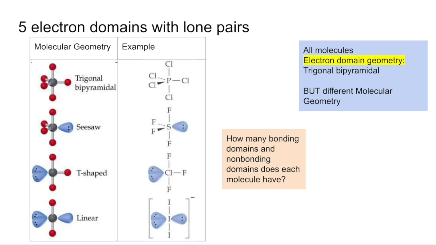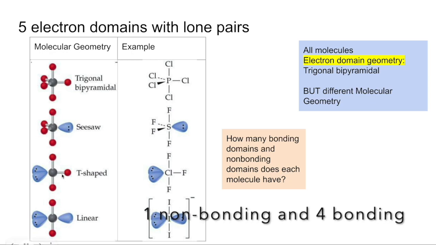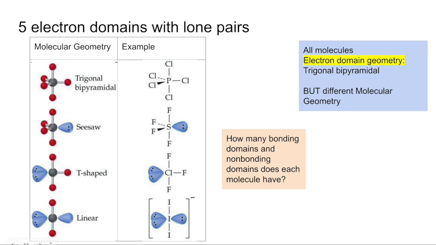How many bonding domains and non-bonding domains does each molecule have? For the seesaw, it's got 1 non-bonding pair and 4 bonding pairs. T-shaped, 3 bonding and 2 non-bonding, and linear has 2 bonding and 3 non-bonding. Some examples of molecules with those particular shapes are shown on the right. Remember, they're all trigonal bipyramidal for their electron domain geometry, but their molecular geometry, which is their final shape, is different.